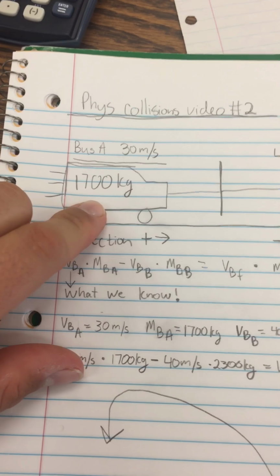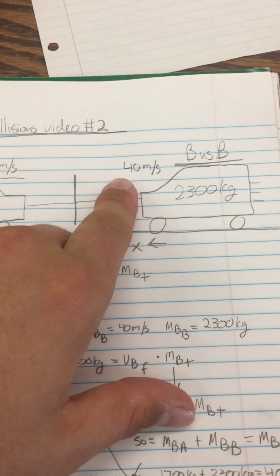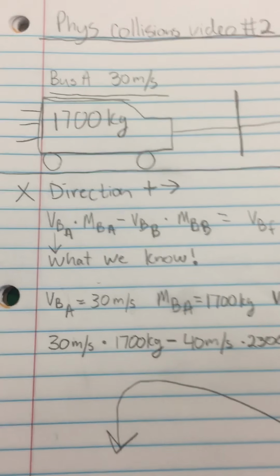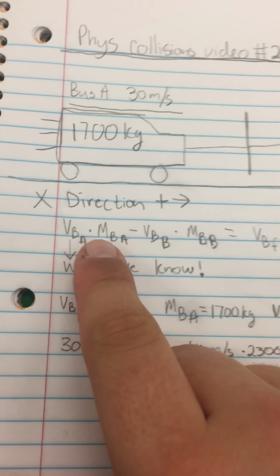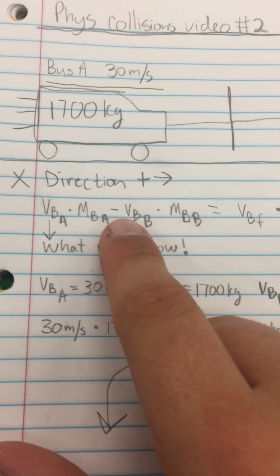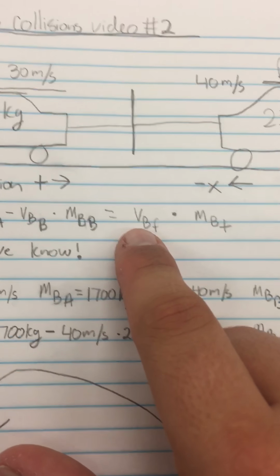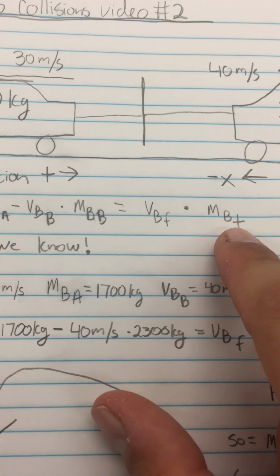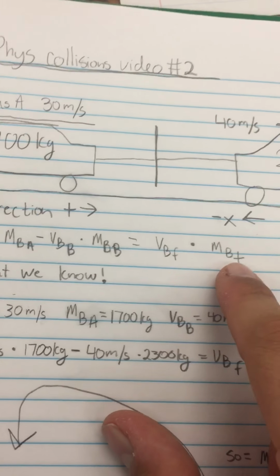So, you start out, I drew a picture. I have bus A with 1,700 kilograms going 30 meters per second in the positive x direction. And we have bus B that weighs 2,300 kilograms moving at 40 meters per second in the negative x direction. So we're going to start off by using our formula. The formula we use is the velocity of bus A times the mass of bus A minus the velocity of bus B times the mass of bus B equals the velocity of bus final times the mass of the buses total, which is right here.